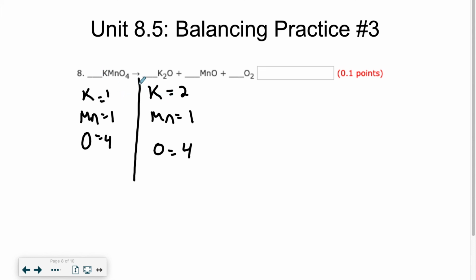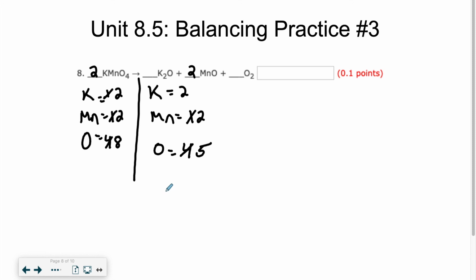All right, so in order to balance this, we can put a 2 over here. So that is going to give us a 2 for the potassium, a 2 for the manganese, and then an 8 for the oxygen. So it doubles each of our subscripts. On the right side, in order to fix this, I can start by putting a 2 here. So that's going to change my manganese to 2. And for my oxygens, it now changes it to 5.